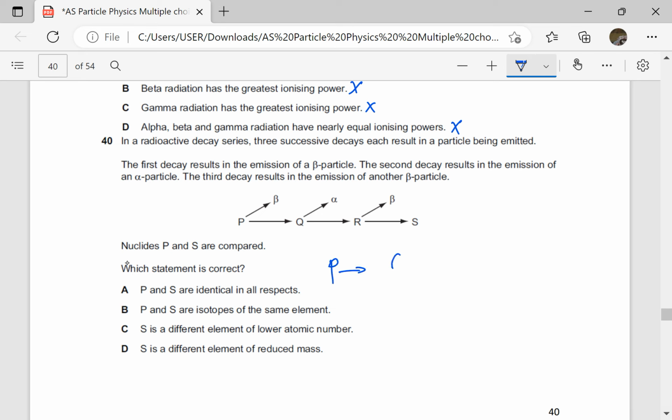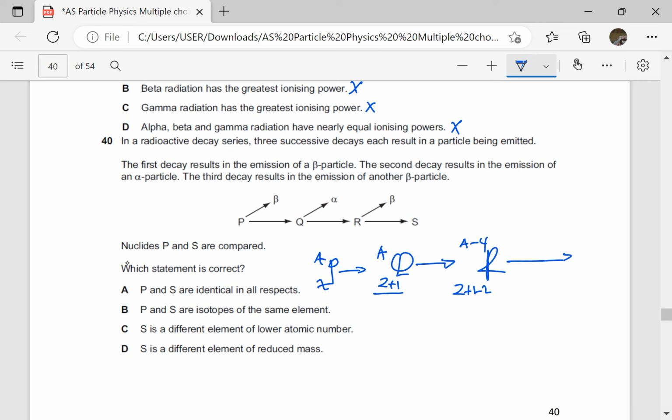P changes to Q by emission of a beta particle. If this is A and this is Z, if it emits a beta particle, the proton number is going to be Z plus 1. The nucleon number remains A. Then if this emits an alpha particle to form R, the nucleon number will be A minus 4, and the proton number is going to be Z plus 1 minus 2, because it was already Z plus 1 when it emitted a beta particle.